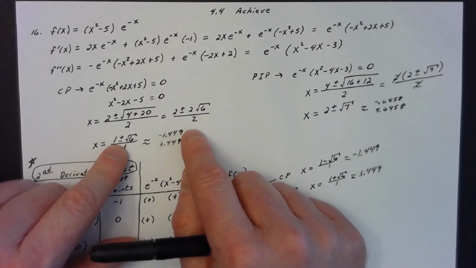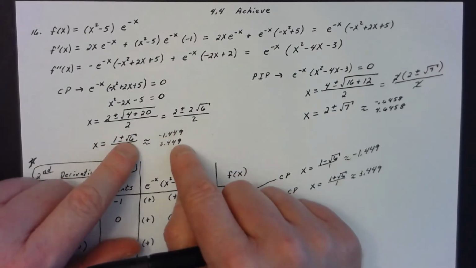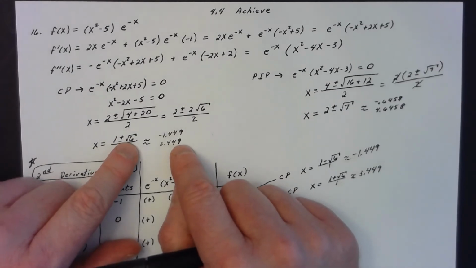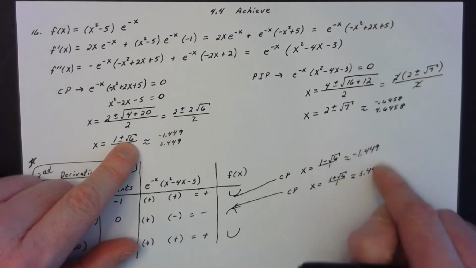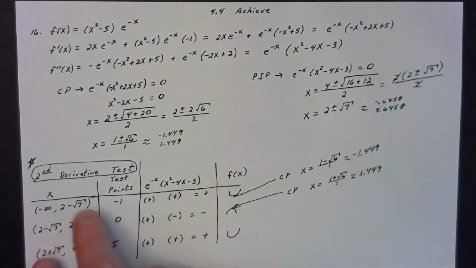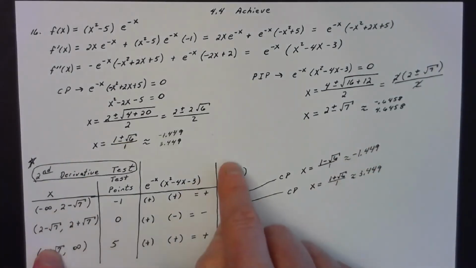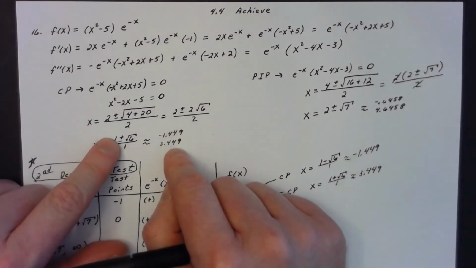1 minus the root of 6 is the -1.449. 1 plus the root of 6 is the 3.449. Now, Achieve will want the exact answers, so the only reason I got those decimals is so I could think about where they fit when I did my second derivative test later.